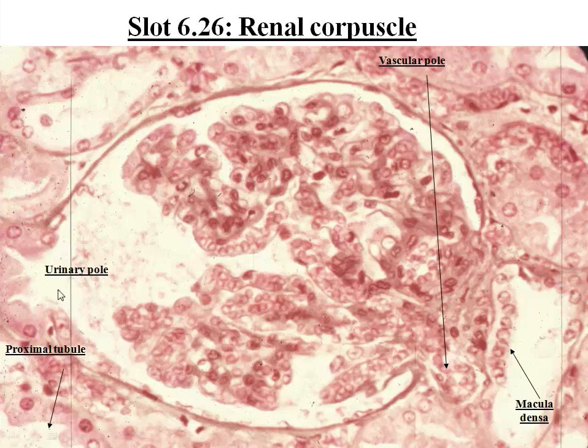So if we consider this as a Bowman capsule, this portion is a vascular pole. That means it is where all the arterioles, afferent and efferent arteriole, enter into the Bowman capsule. So this is a vascular pole and this is a urinary pole, because all that filtrate except RBC and WBC, that liquid, enters into the tubule system through this portion. So this is a urinary pole.